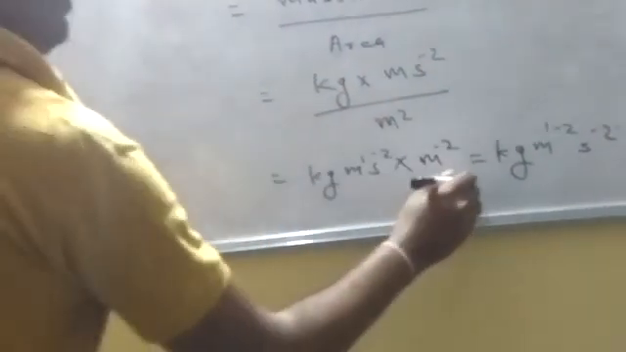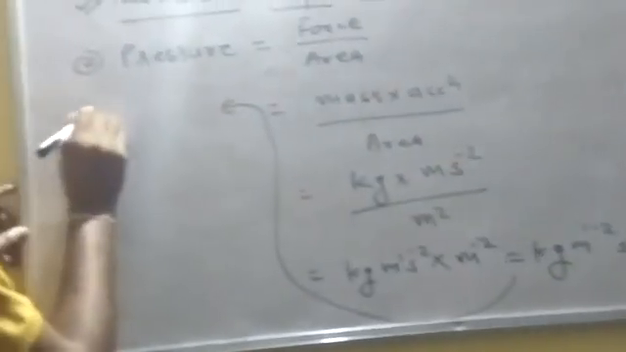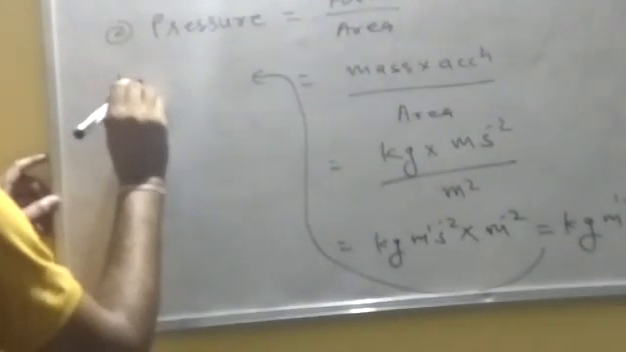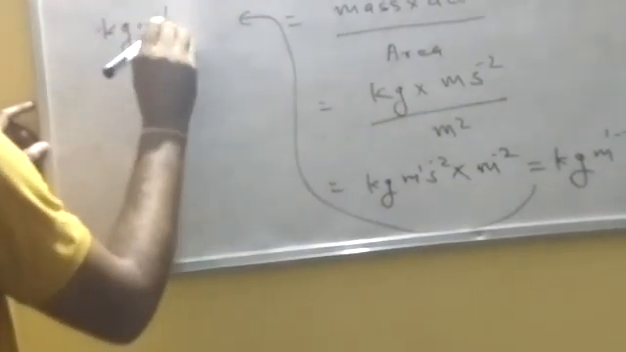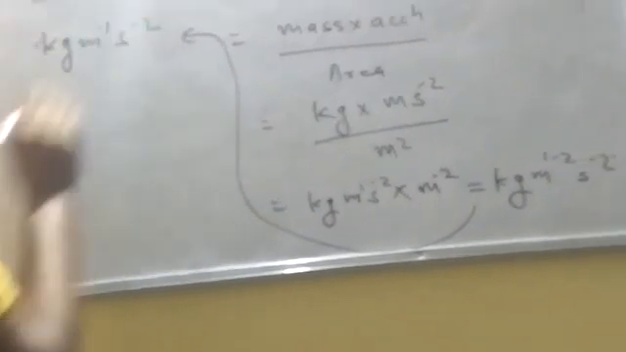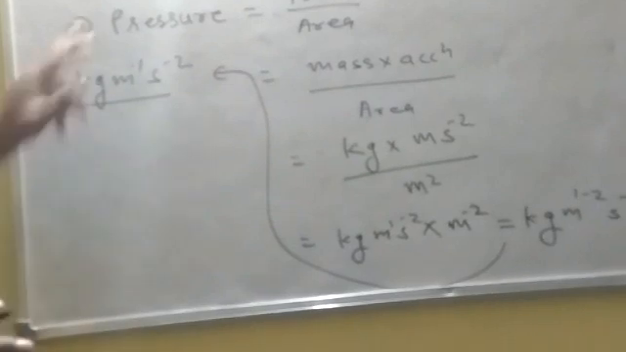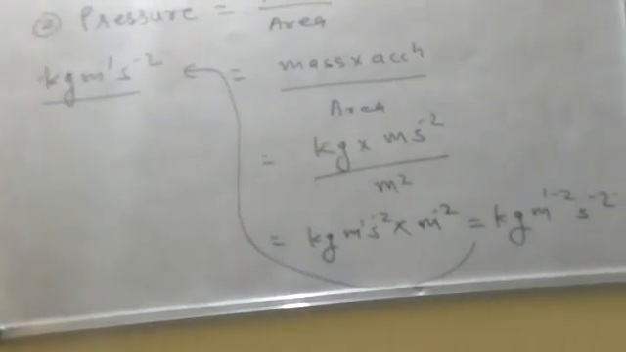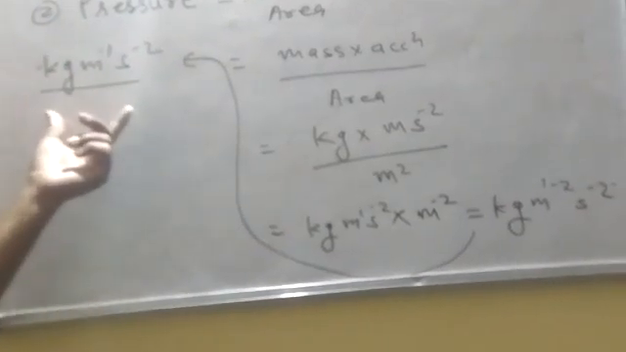We will write it again like this. It will be kg, and 1 - 2 is meter^-1, and second is s^-2. Now this is the SI unit for pressure. This is your MKS system.